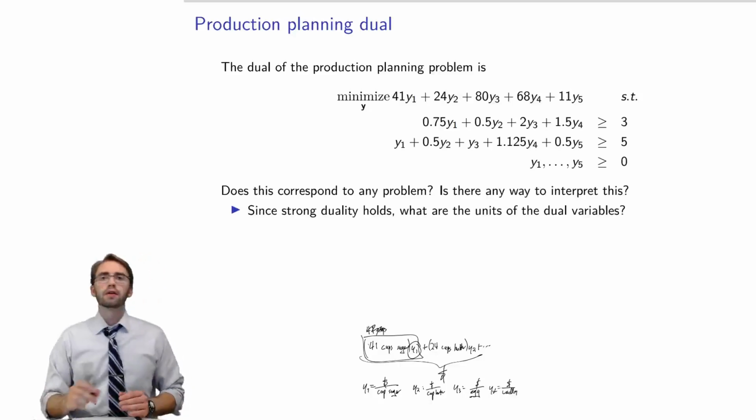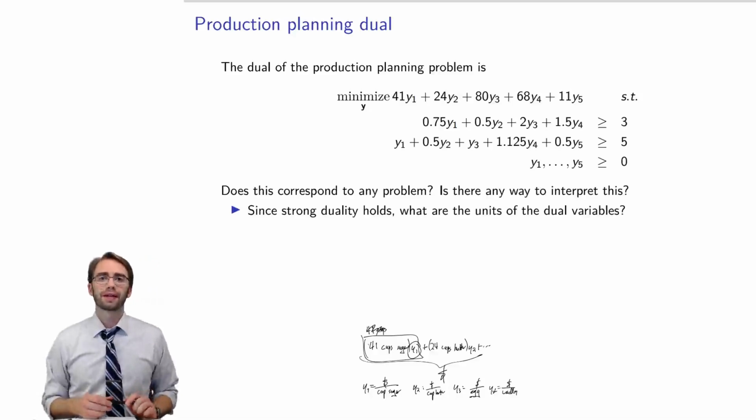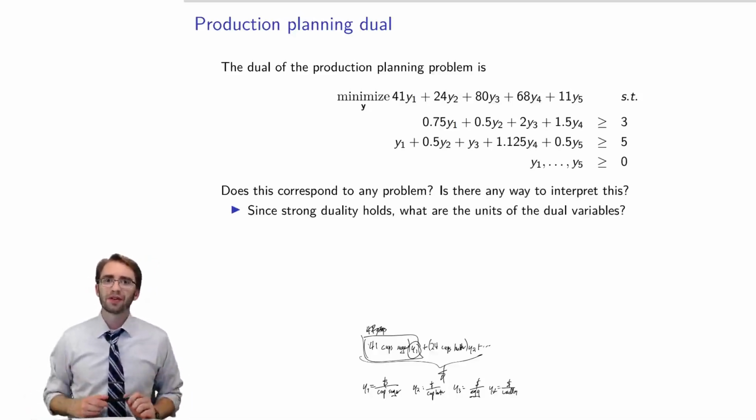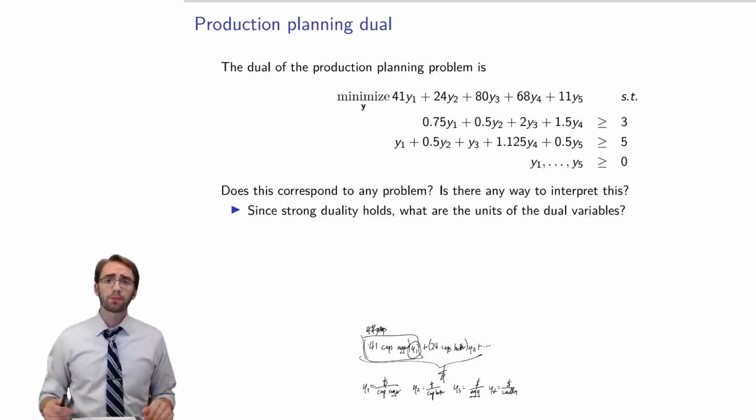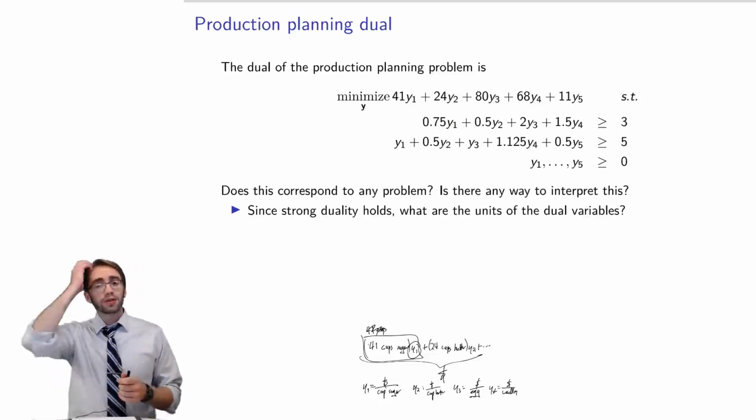Okay, what do you call that? What do you call something that is dollars per amount of something? You could pause the video if you'd like. When you talk about dollars per cup of sugar, we call that a price. We call that a unit price. It's how much you have to pay for a certain amount of something.